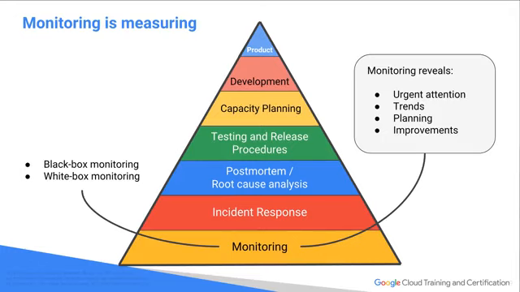So in this case, monitoring reveals what needs urgent attention. It helps you identify what trends exist, which will help with forecasting and planning. It will also help in identifying any potential improvements. What's also key is black box and white box monitoring. In this case, white box monitoring is going to identify the actual services themselves. Black box monitoring doesn't assume there's anything in the back end. It kind of represents the customer-facing point of view. So you want to certainly focus on the different options there when it comes to monitoring.